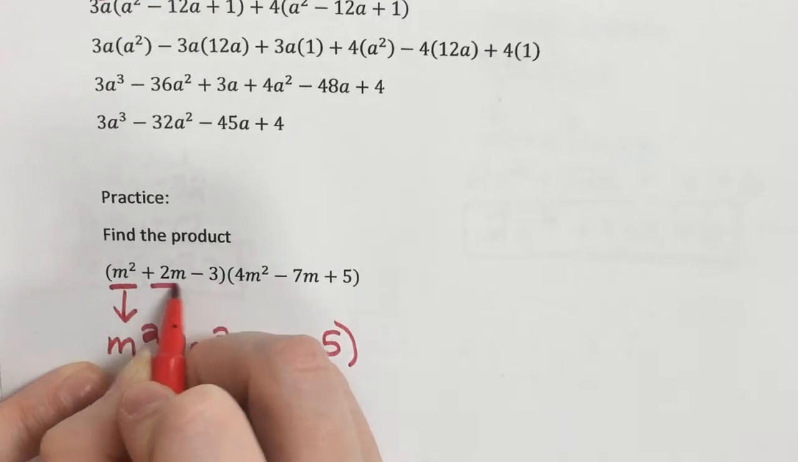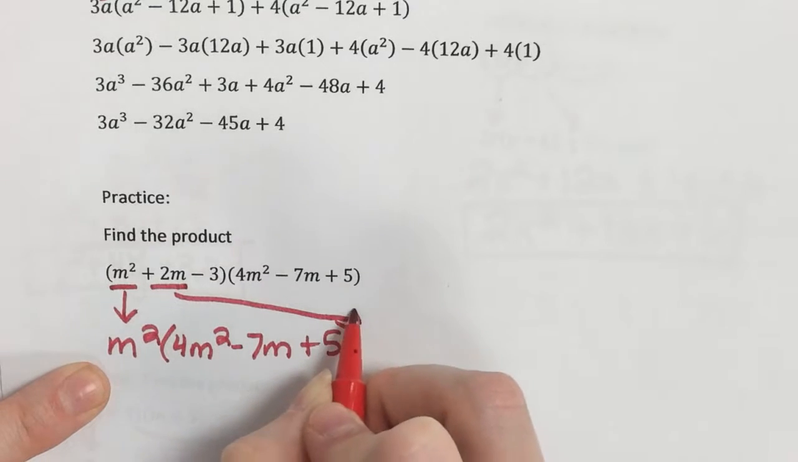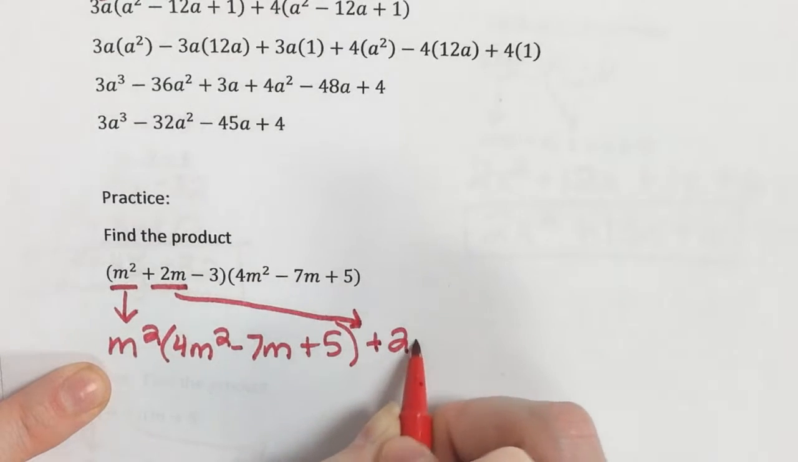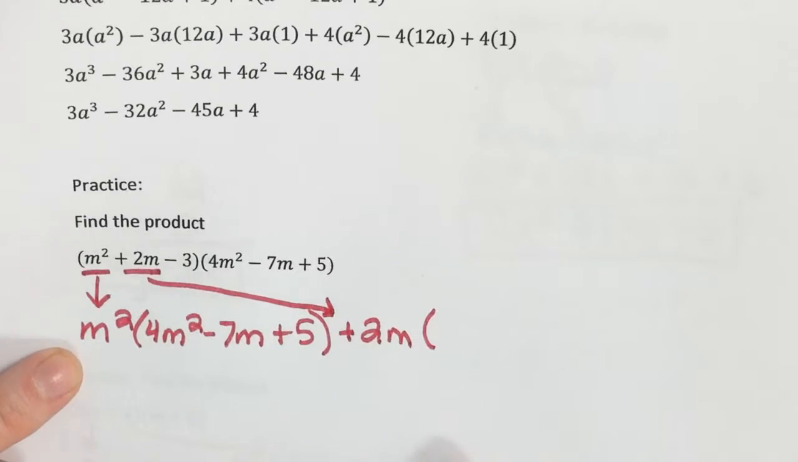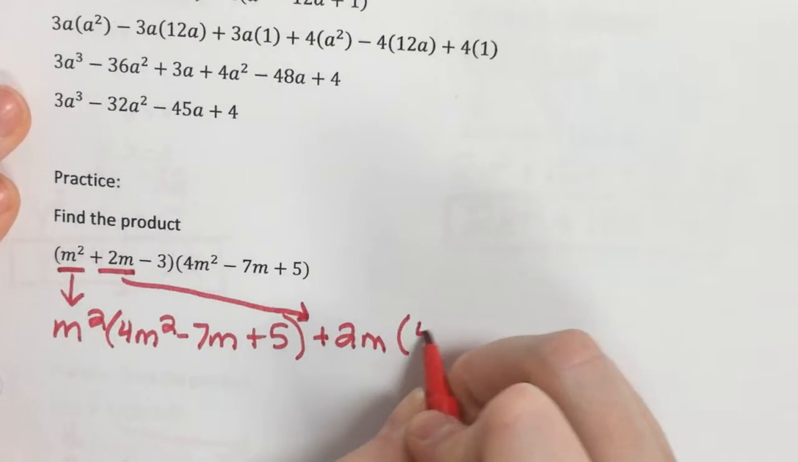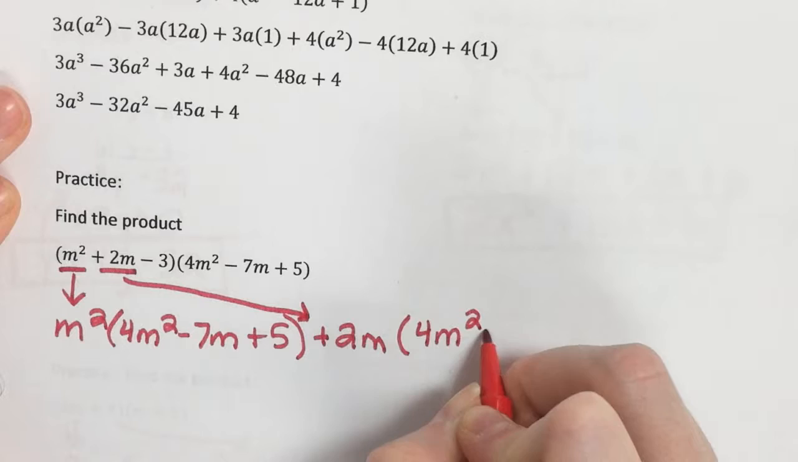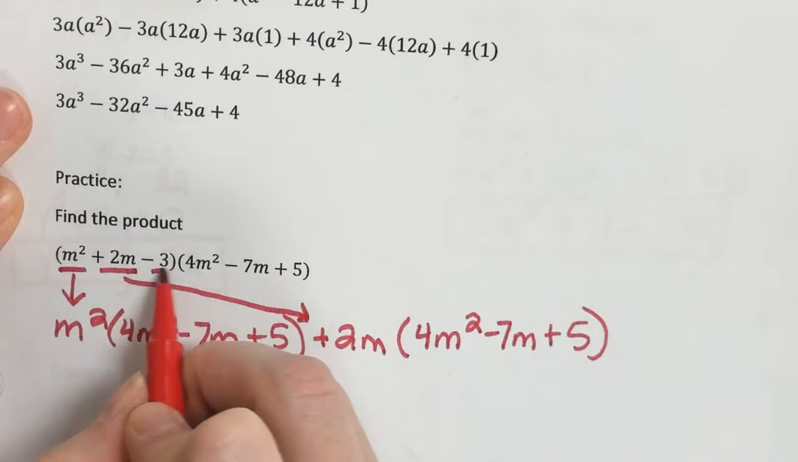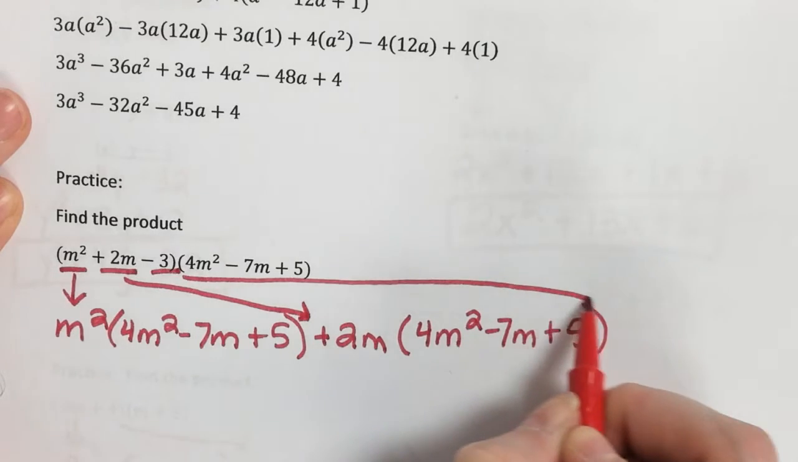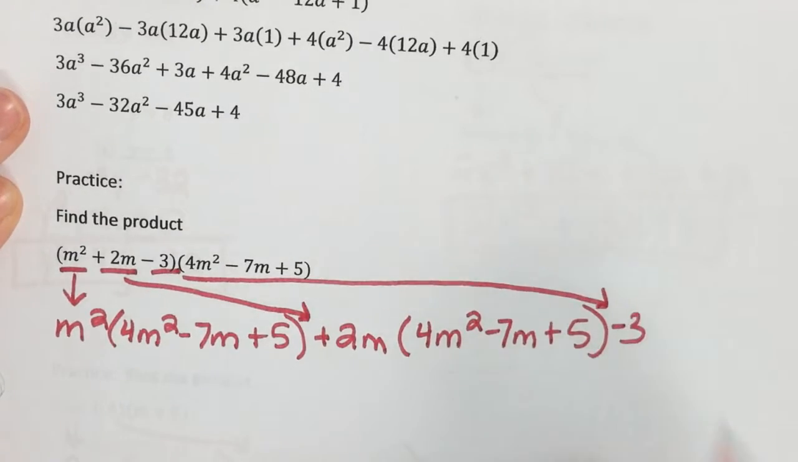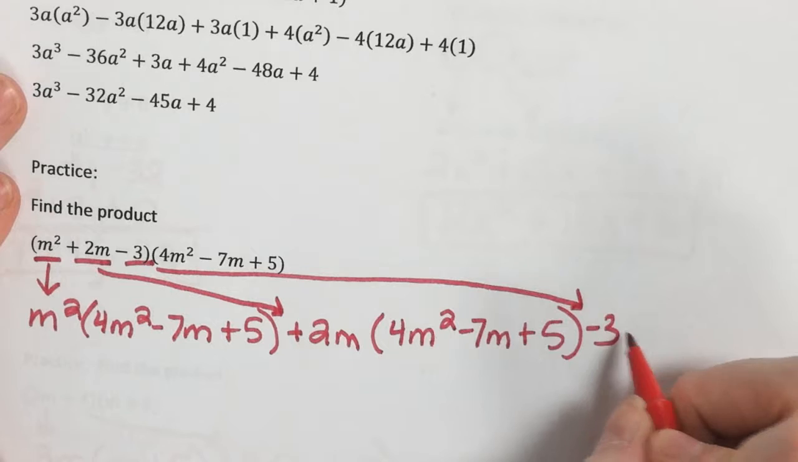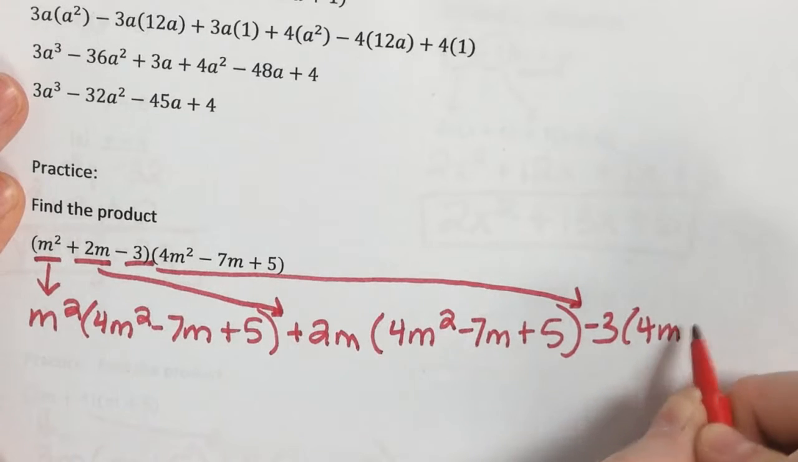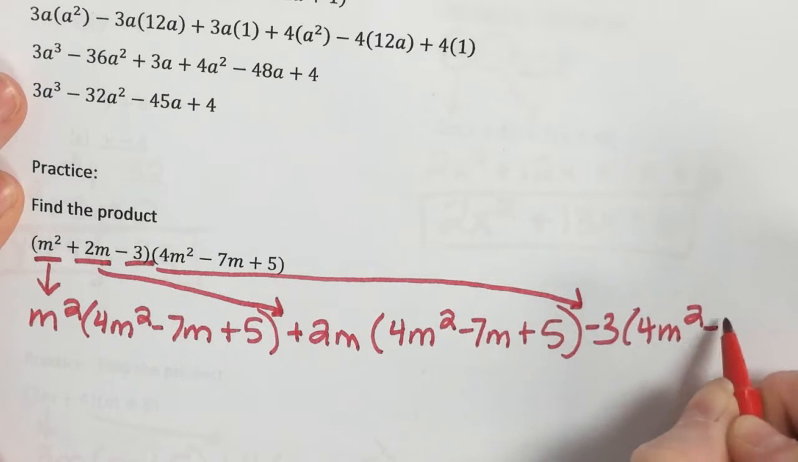Okay, then I'm going to take the plus 2m, and I'm going to multiply that by the second set of parentheses. And then lastly, I take the minus 3, and I multiply that by the second set of parentheses. Y'all see what I mean? Sometimes these get long.